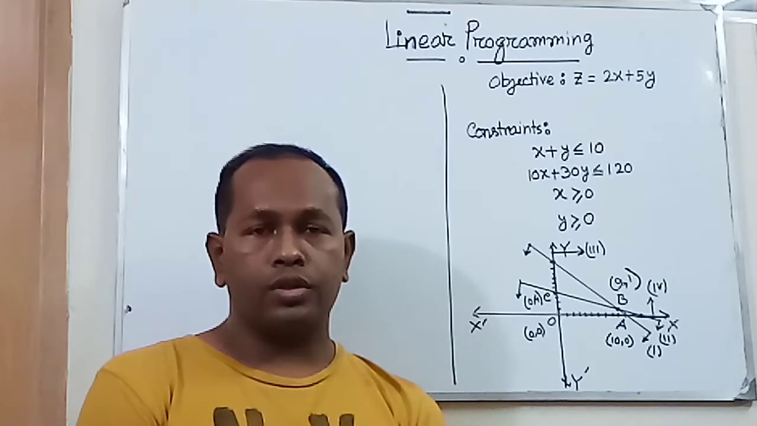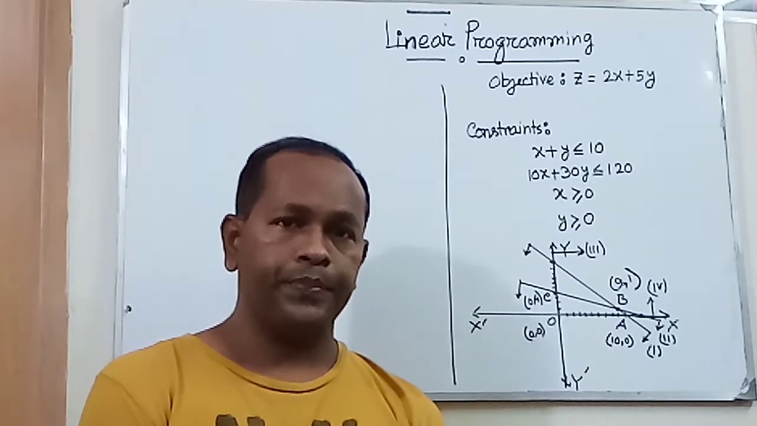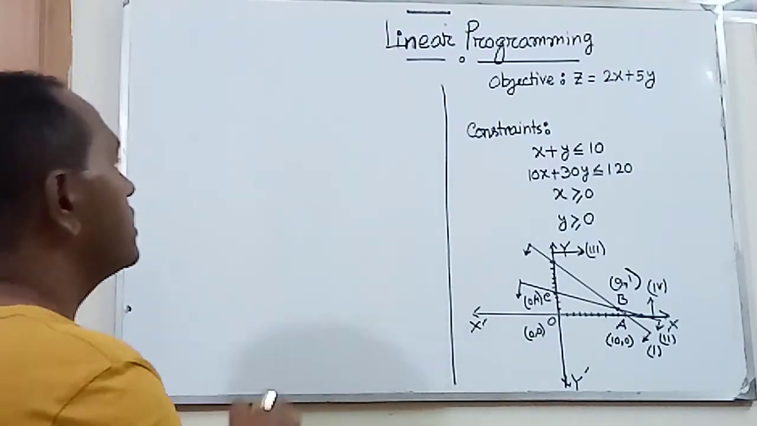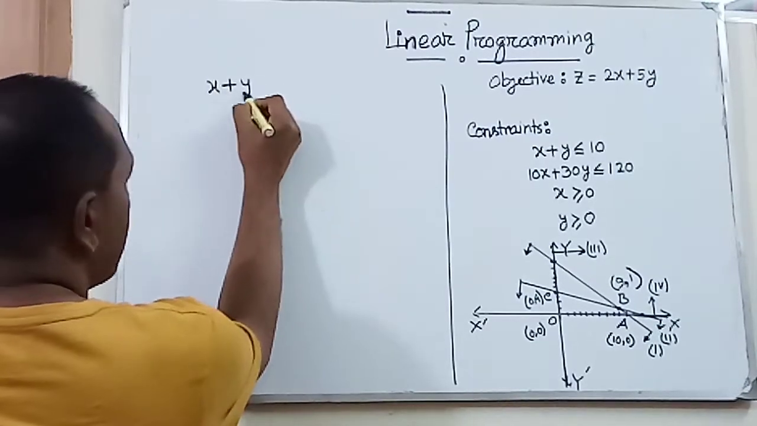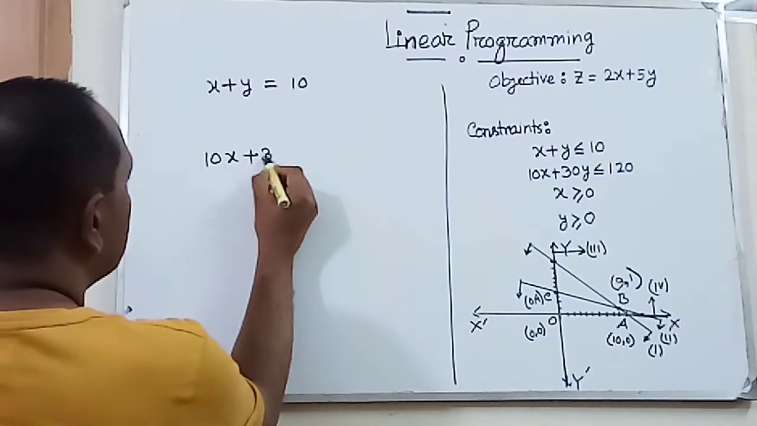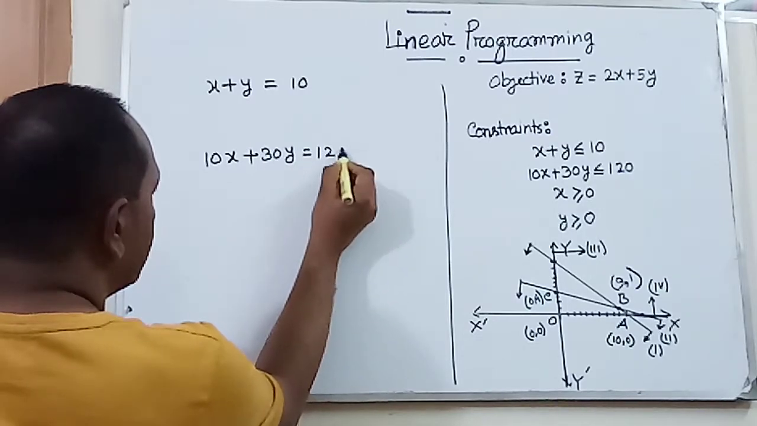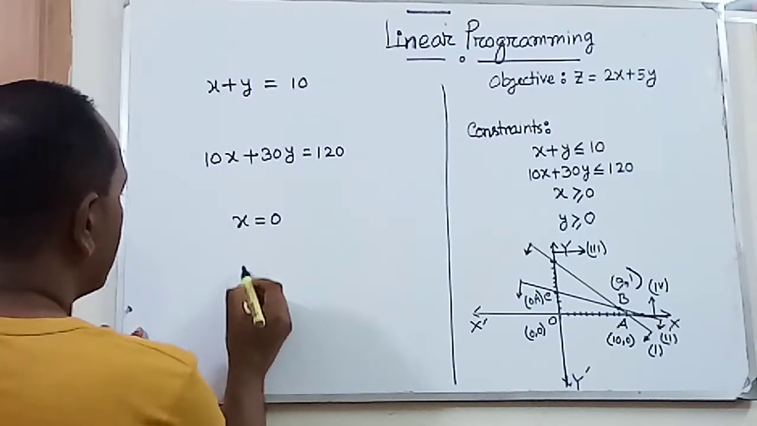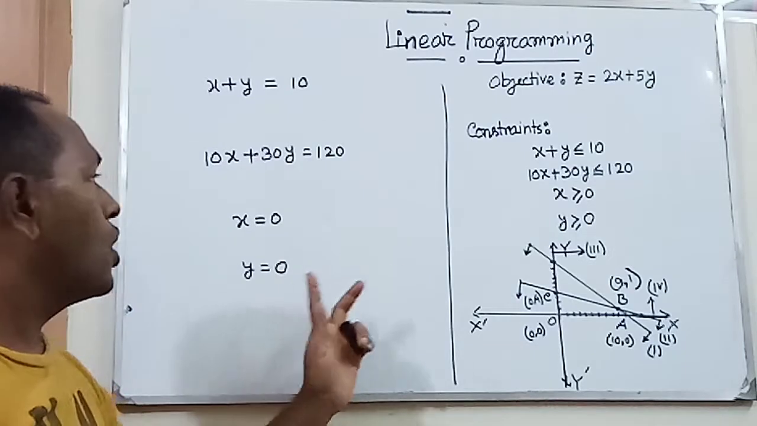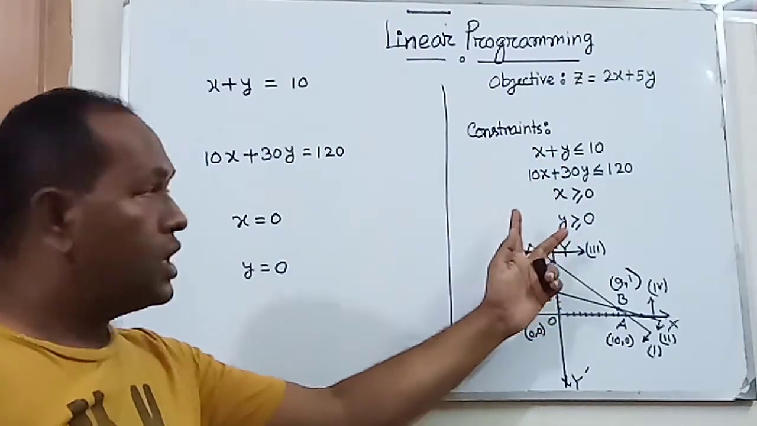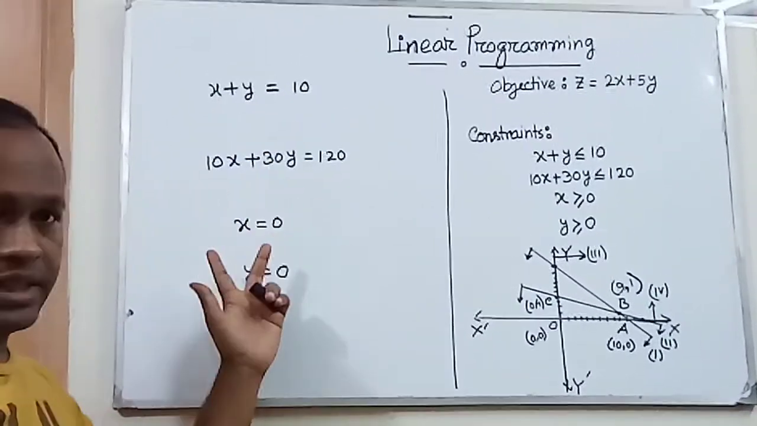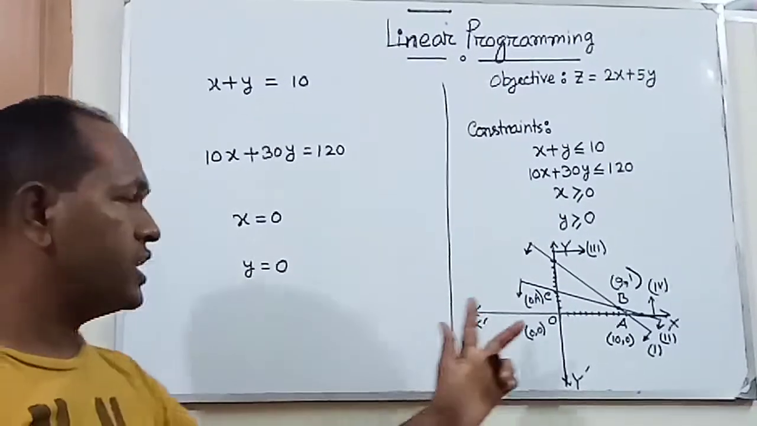Today I am going to talk about how to solve this problem. For this, let us consider the equations x plus y equals 10, then 10x plus 30y equals 120, x equals 0 and y equals 0. That means these are the equations corresponding to these inequalities. Okay, now how to represent these four equations graphically?